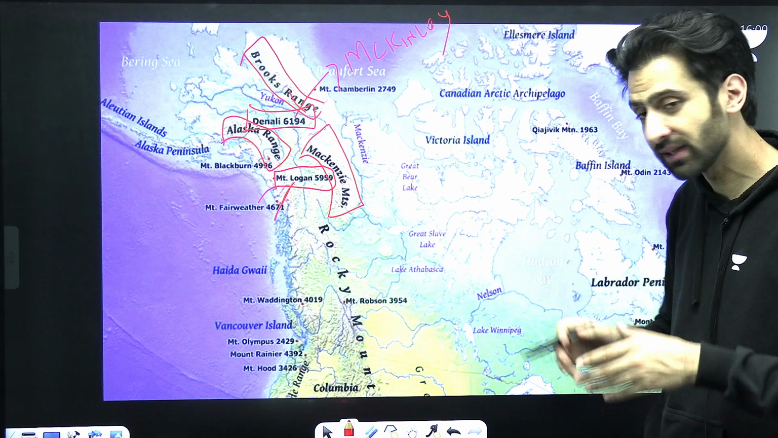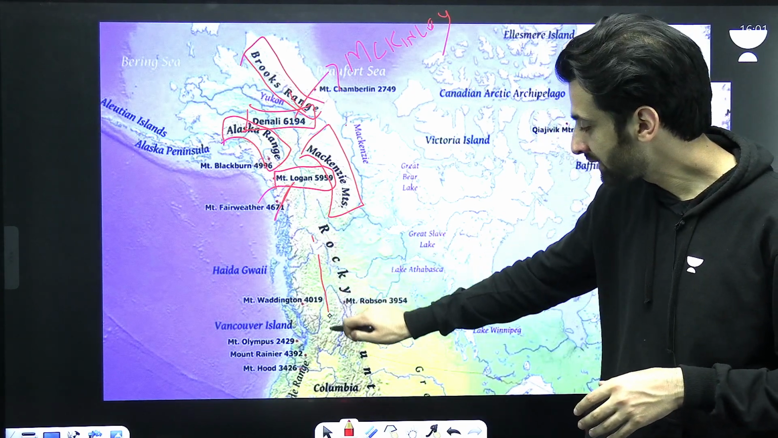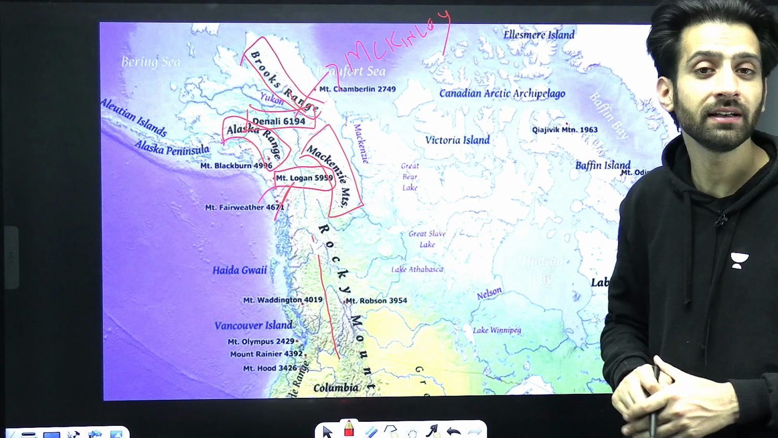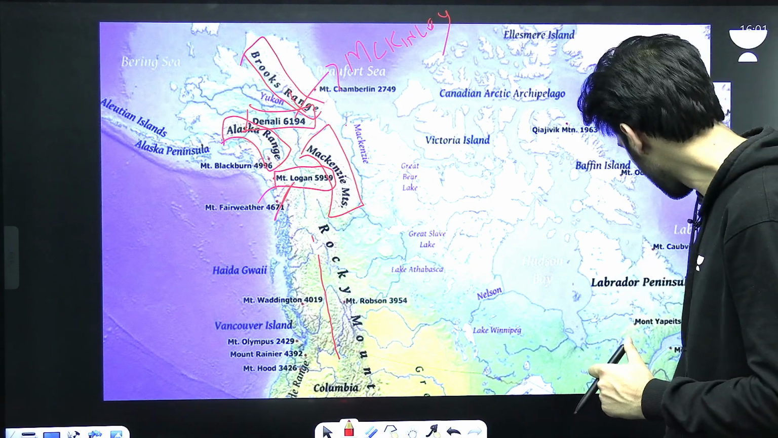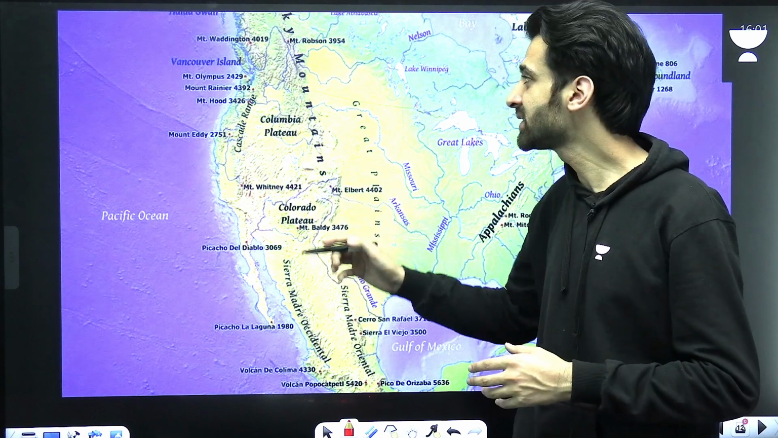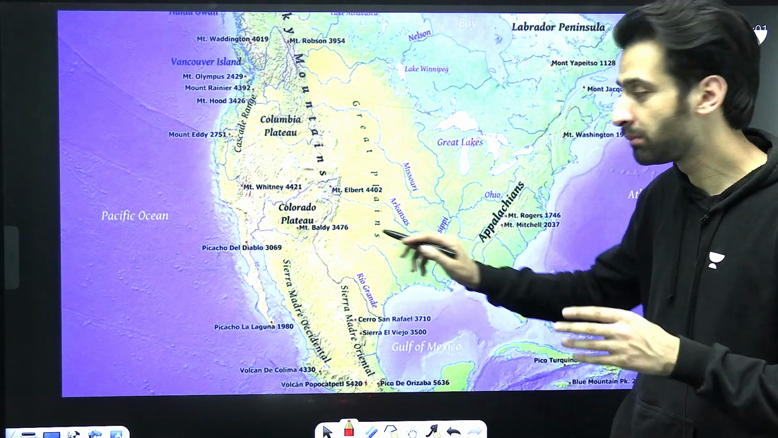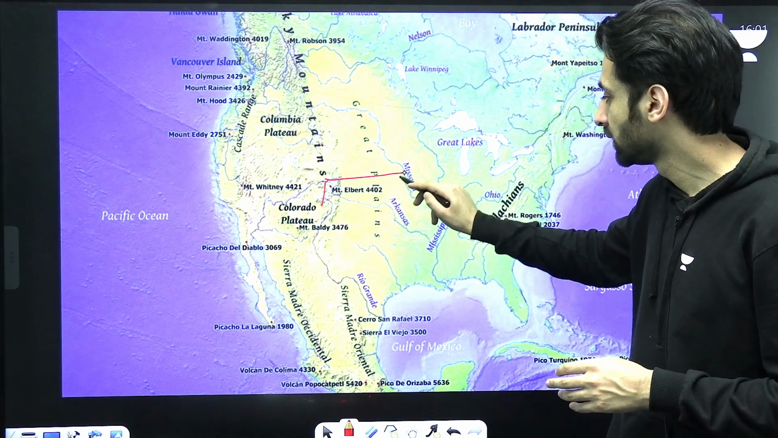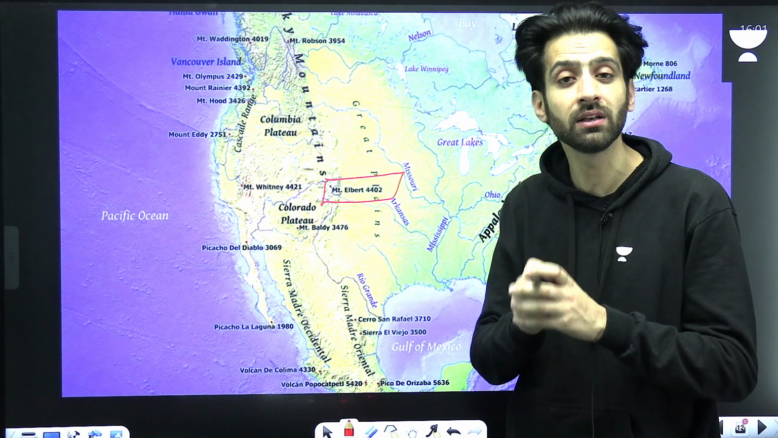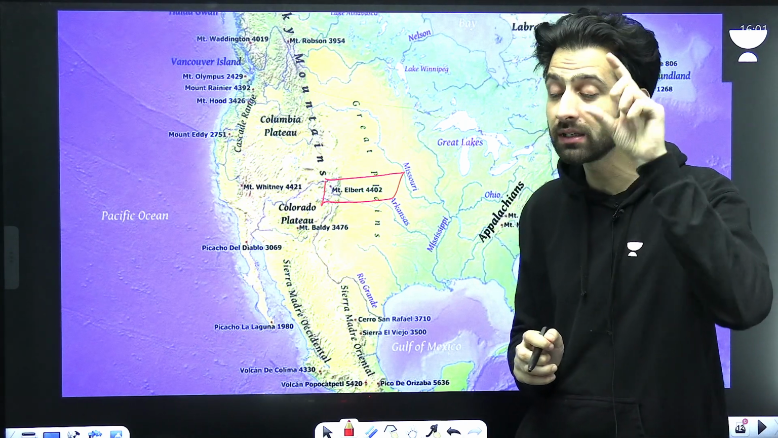Now we'll move towards the southern peaks or mountain ranges. The area that I already demarcated, this is the Rockies. It goes all along Canada and the United States, as well as Mexico. Now this is the mainland United States. We have some important peaks in this region as well, starting with Mount Elbert. Mount Elbert is the highest peak in the Rockies.